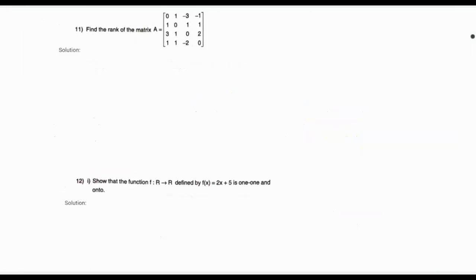Then moving on to the next one: find the rank of the matrix. The matrix here is 4 by 4. So we can say rank of A will be less than or equal to 4. So we will take a 3 by 3 matrix and find its determinant. It will be 0, 1, -3; 1, 0, 1; 3, 1, 0.